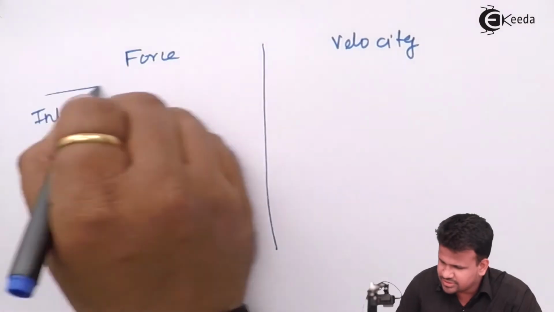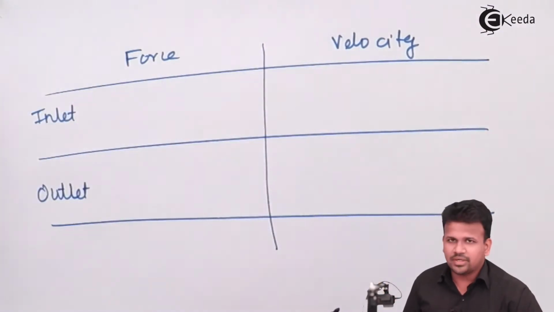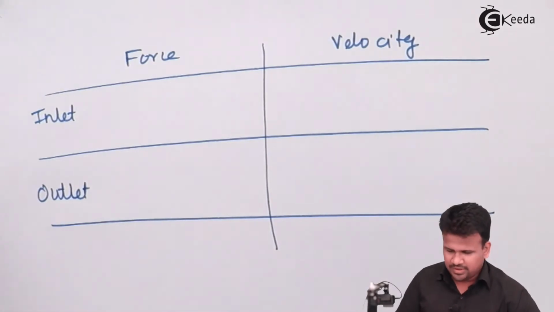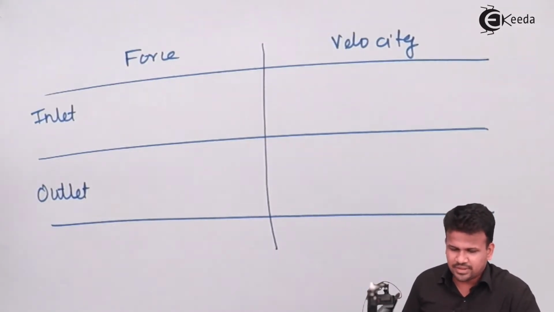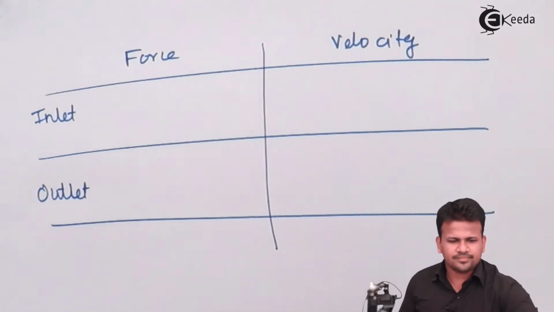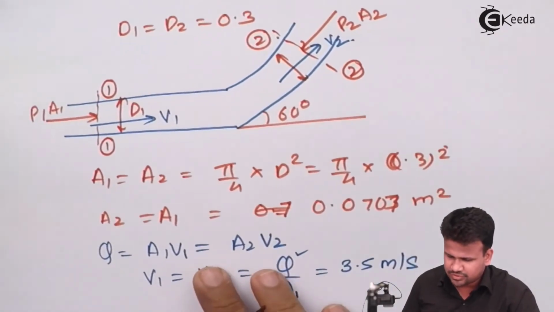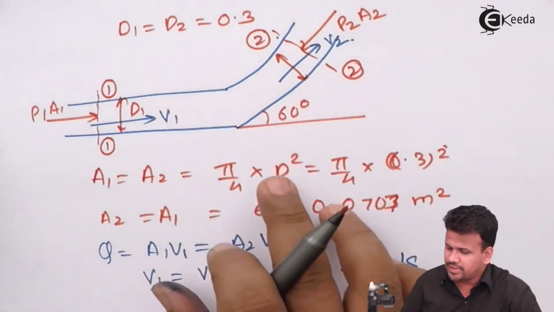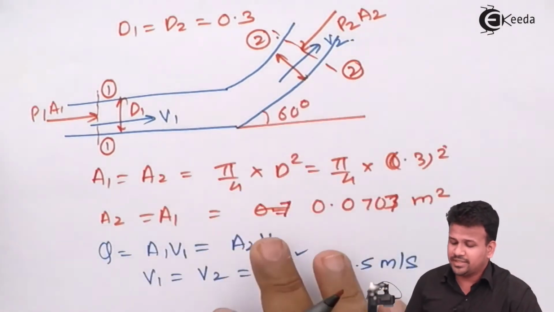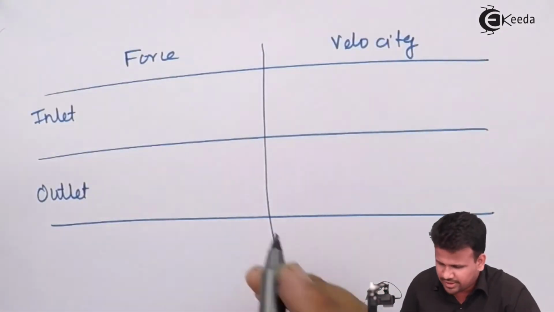Let us draw these dividing lines between the inlet and the outlet. So now let us write down the force at the inlet. From our diagram, the force at the inlet is P1A1 and at the outlet is P2A2, but it is inclined at an angle of 60 degrees. So now let us write down this part.